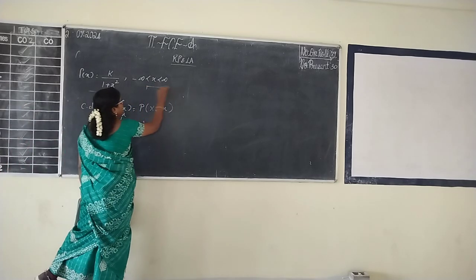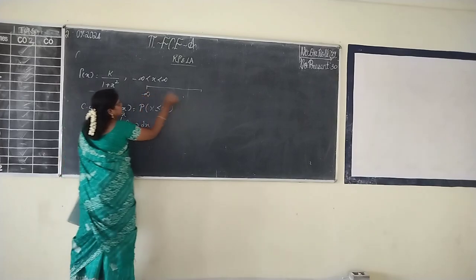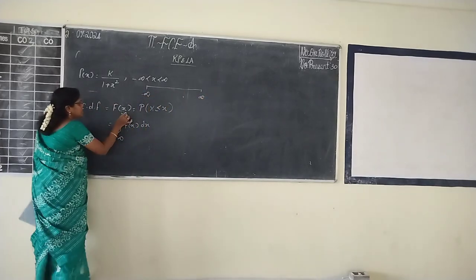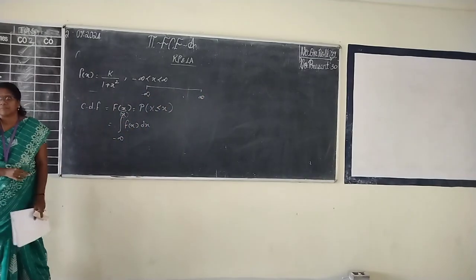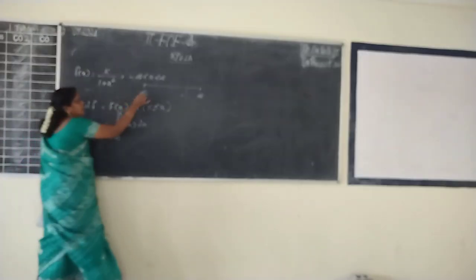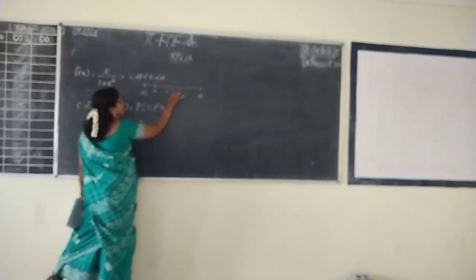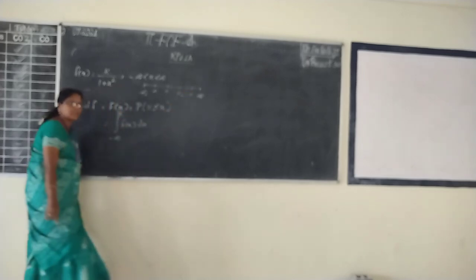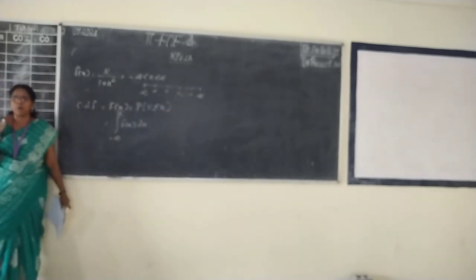How will you solve for this problem? Where is f of x defined? Minus infinity to plus infinity. This x is an unknown variable. It can be any point between minus infinity and plus infinity. It can be here, or here, or here, but it is defined as only one integral.